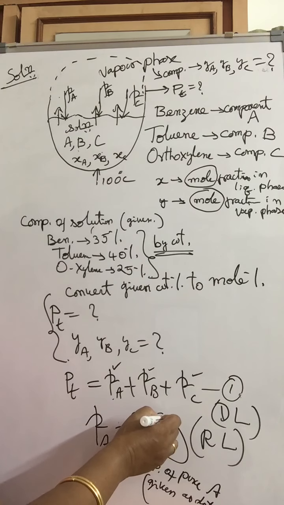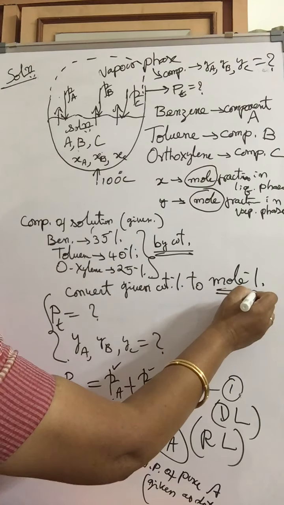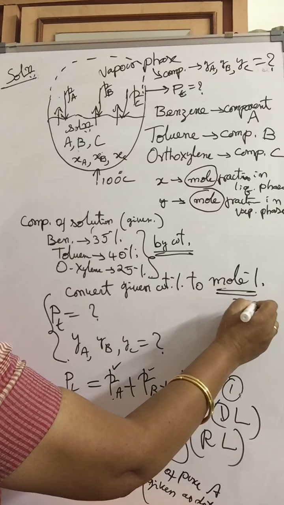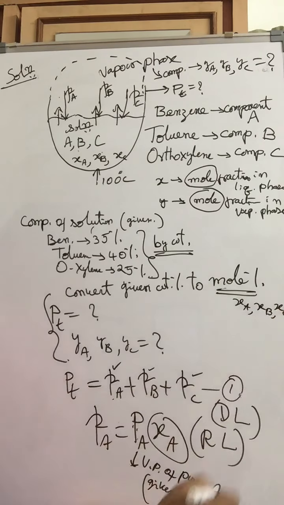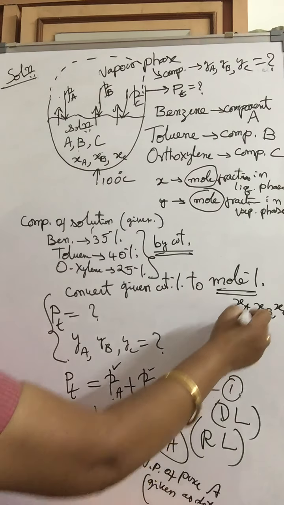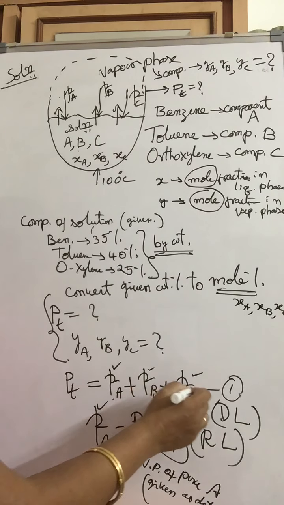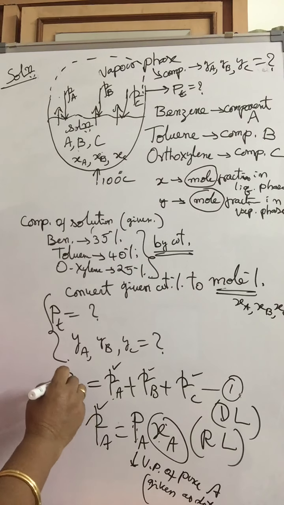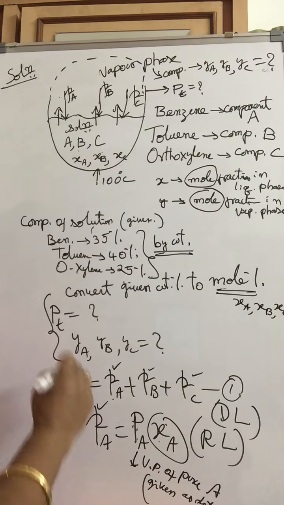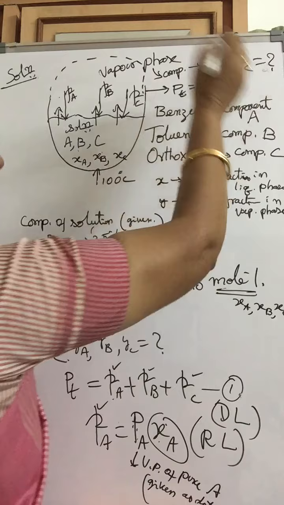Then what is XA? The percentage is given by weight. You need to convert it to mole percent, and then to mole fraction: XA, XB, XC. Then you can calculate PA easily. Follow the same procedure for B and also C. Then calculate the total pressure PT. Okay. We will do first up to that, then we will plan how to calculate vapor composition.